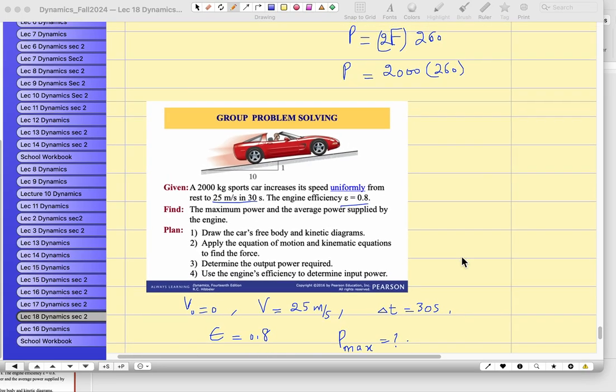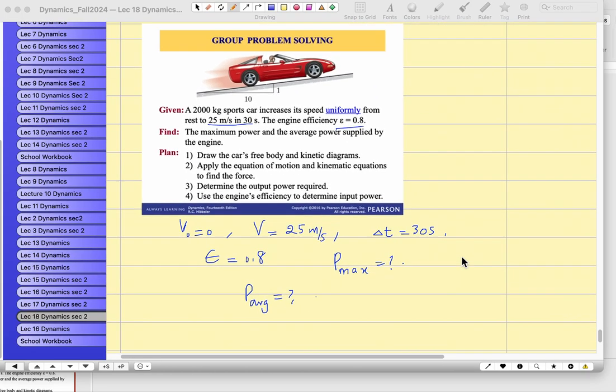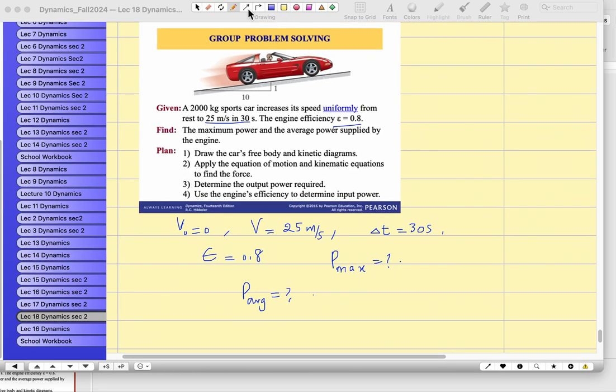Question: a 2,000 kilogram sports car increases its speed uniformly from rest to 25 meters per second in 30 seconds. Efficiency is 0.8, like 80% efficiency, correct? You have to find the maximum power. Remember, maximum power is the force of the car times the maximum velocity.